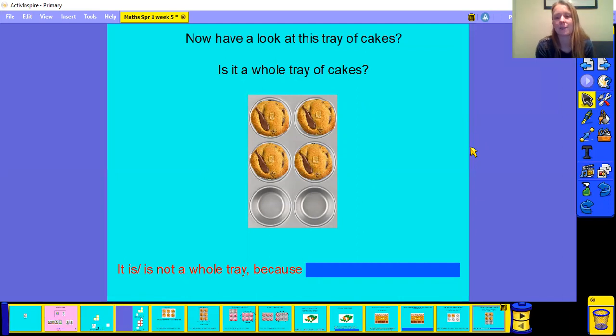What did you decide? Is it a whole tray of cakes? Or is it not? No, it is not a whole tray of cakes. But how do we know that? We know because we do not have all of them. Look, some cakes are missing.